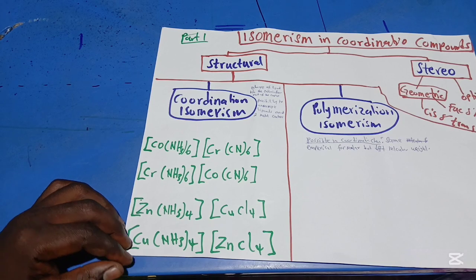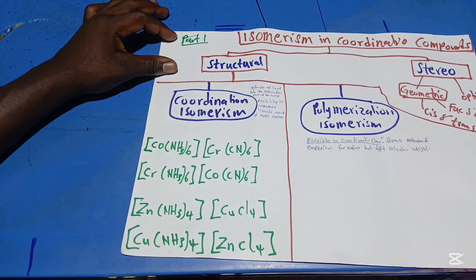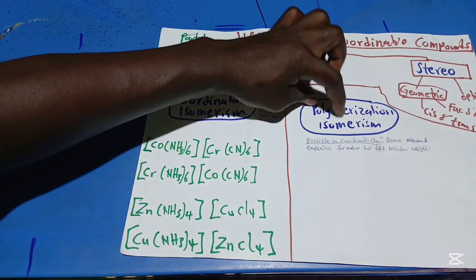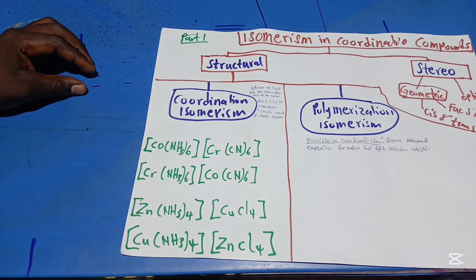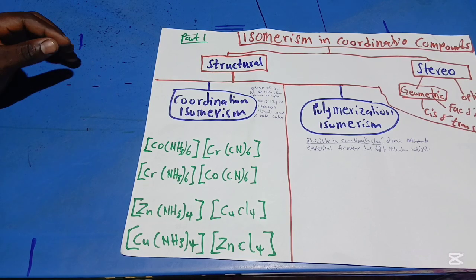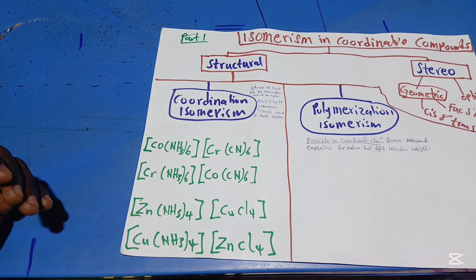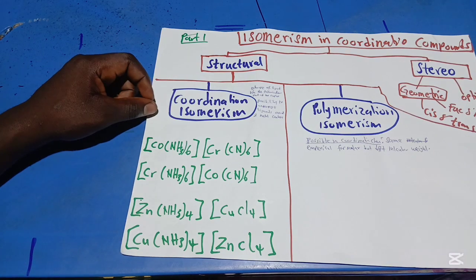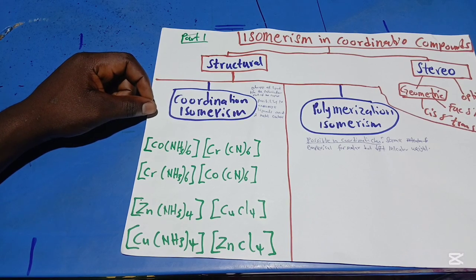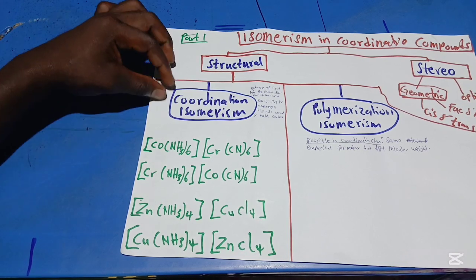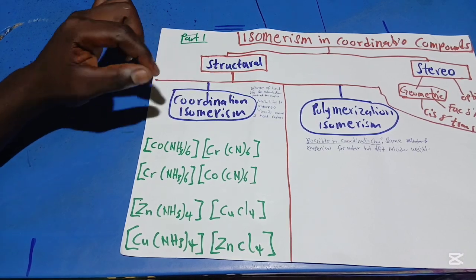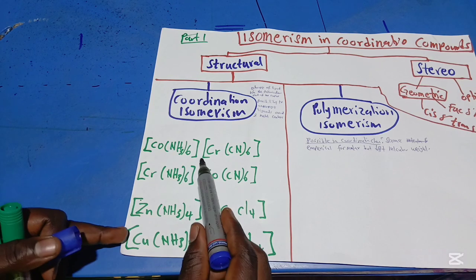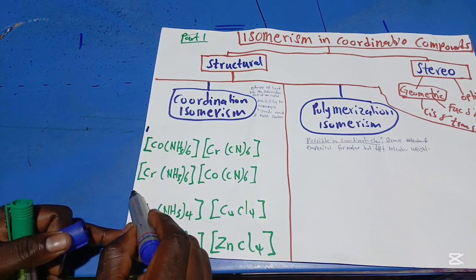So now let's look at the other two. For the other two types of structural isomerism, we have the coordination isomerism and the polymerization isomerism. That means in coordination complexes, the types of structural isomerism that we can get are ionization, hydration, ligand or linkage isomerism. Okay, let's continue. So coordination isomerism. Look at this pair of complexes very carefully. This is number one and this is number two.